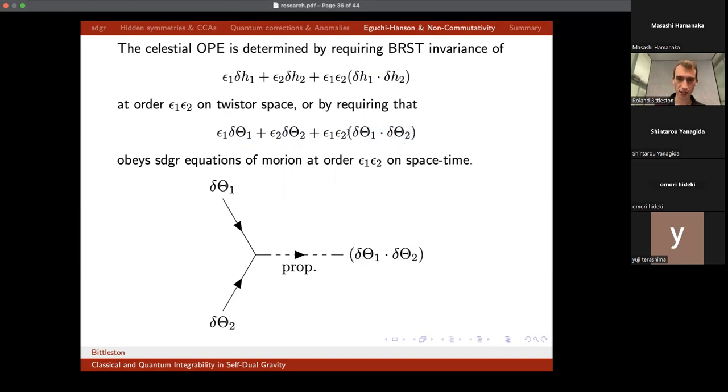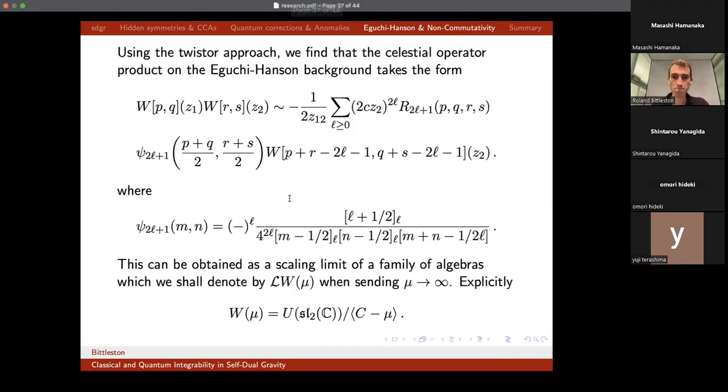We form this object, and we require that it's on shell. It obeys the self-dual gravity equations of motion, so there's a typo there, which then determines some product state. And you can think of that as coming from the following diagram, which we've seen before, but now it's on a curved background. It's really just like the position space version of the collinear singularity diagram I mentioned before.